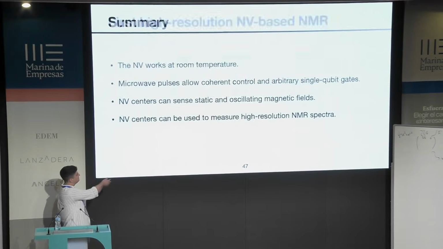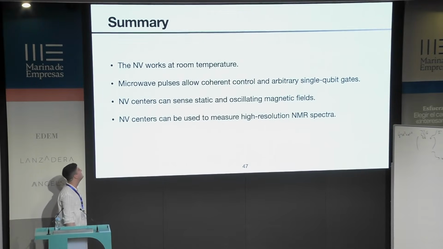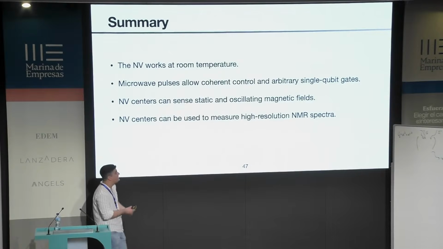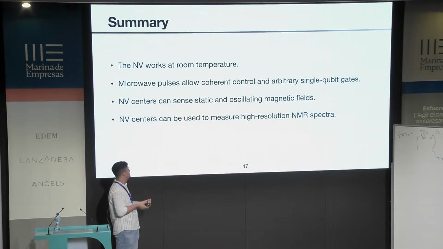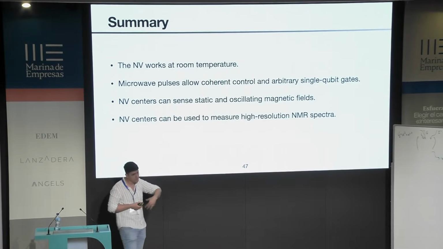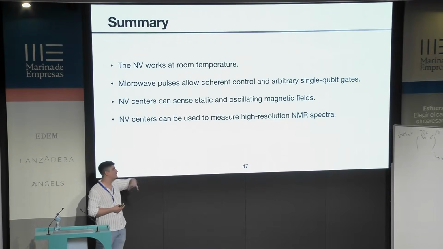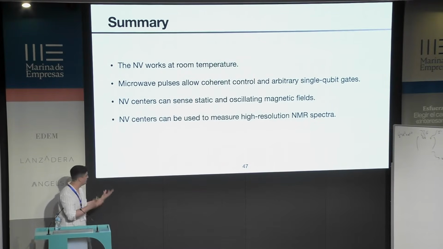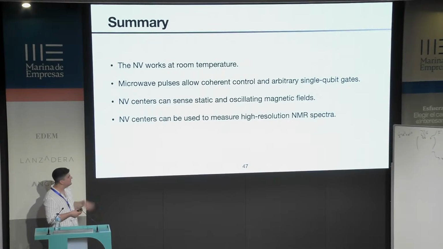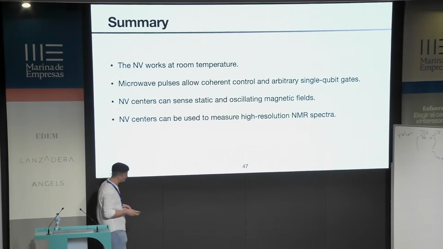So now a small summary. The NV center is a very nice sensor to do quantum sensing because it works at room temperature. It's very easy to work with. We can use microwaves to control them. They can sense static magnetic fields, oscillating magnetic fields, temperature, a lot of things. And indeed, they can be used to do high-resolution NMR.